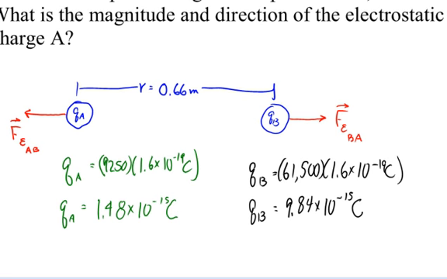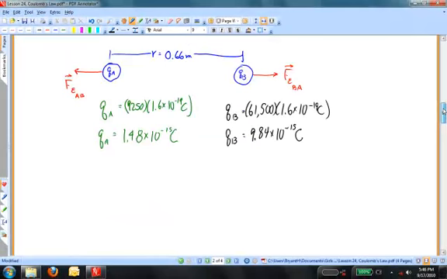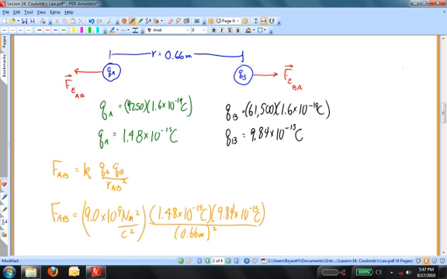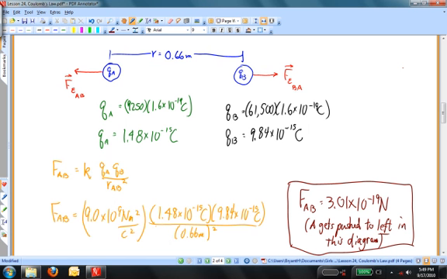I'm going to use Coulomb's law to calculate the magnitude of the electric force. So now I'm going to put these numbers into Coulomb's law. I know all those numbers, so I'm going to put them into my calculator and come up with some result. And my result is that the force on A due to B is equal to 3.01 times 10 to the minus 19 newtons. And the direction is that A gets pushed to the left in this diagram.